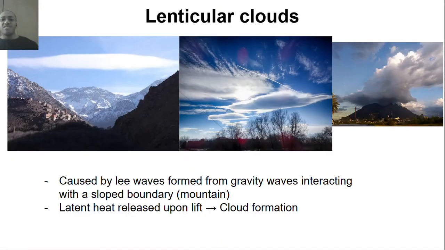So going back to the clouds you see on mountains, the flat cloud tops that you see on mountains are typically called lenticular clouds, and so here are certain examples of those types of clouds that you would see near the peak of a mountain. And so as air rises, it cools and condenses and releases that latent heat. And so these types of clouds are mainly caused by those lee waves formed from the gravity waves that interact with that kind of sloped boundary to produce this type of peculiar shaped cloud that you would see.